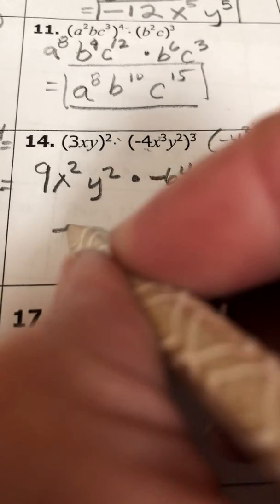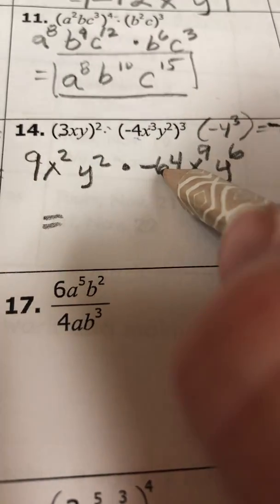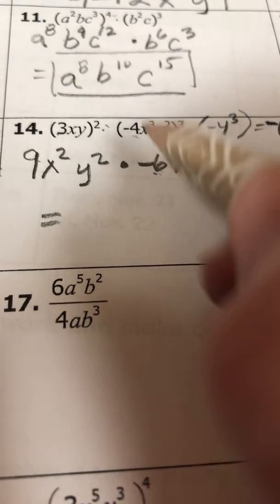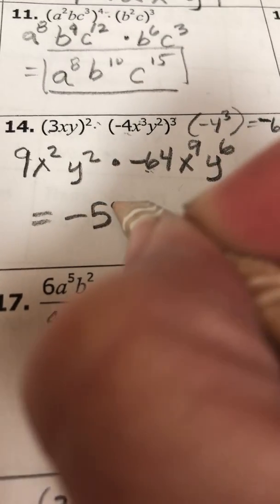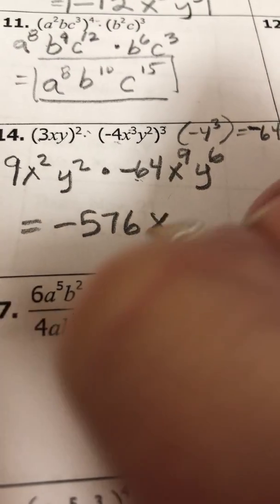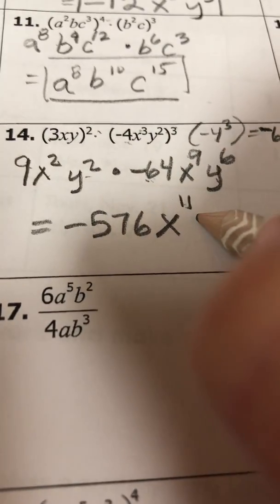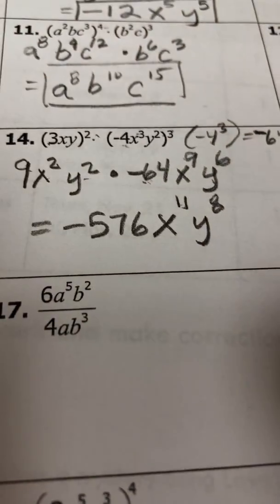Okay? And then down here, I'm going to multiply 9 by negative 64, those coefficients. I'm going to end up with negative 576. I'm going to end up with the product rule again, 2 plus 9 for my x's, and the y's to the 8th.